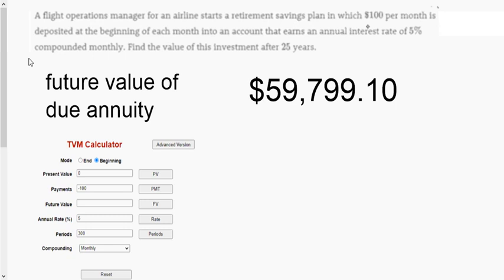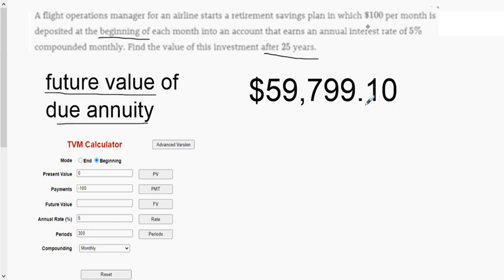So in this one, you can see a flight operations manager is going to start a retirement savings plan where they're going to pay $100 per month. And notice that it is at the beginning of the month. And that's important because the beginning means that it's going to be a due annuity. And we want to know what the investment is after 25 years. So 25 years from now, that means it's a future value of a due annuity.